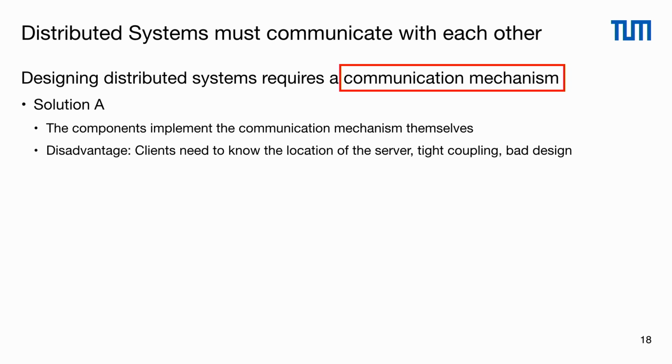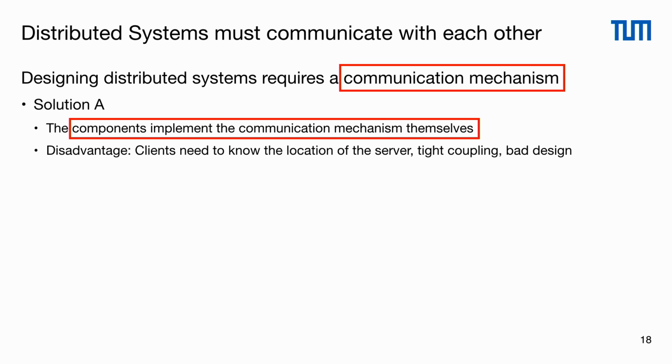Solution A is that the components implement the communication mechanisms by themselves. What's the disadvantage? The client needs to know about the location of the server, and we have tight coupling, and therefore a bad design. An example for this is the simple client-server pattern.